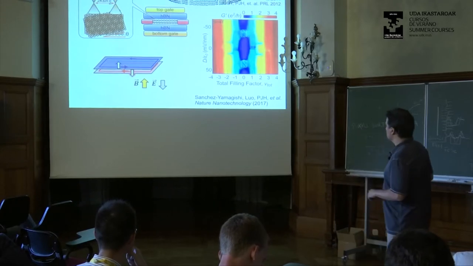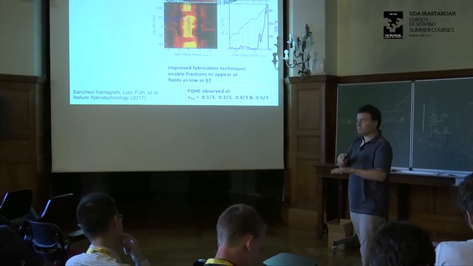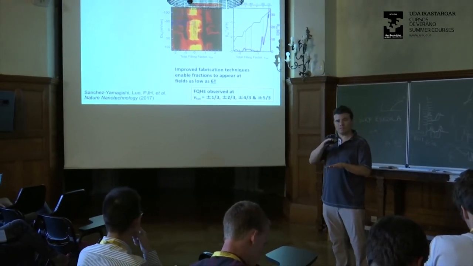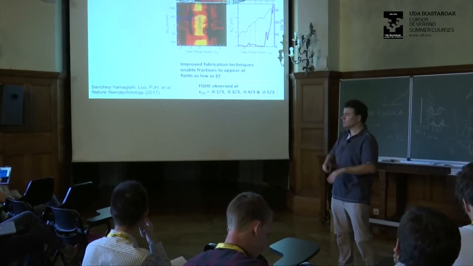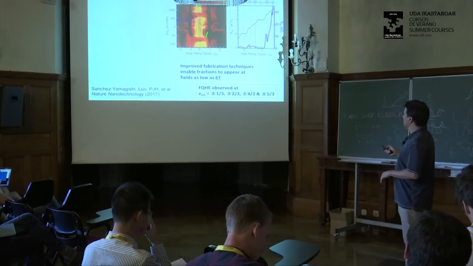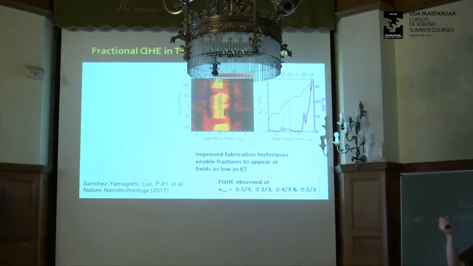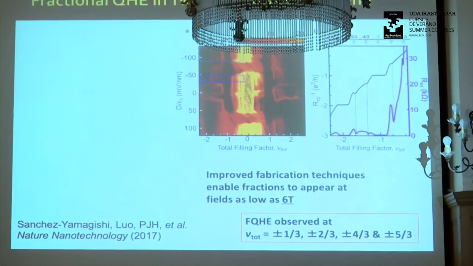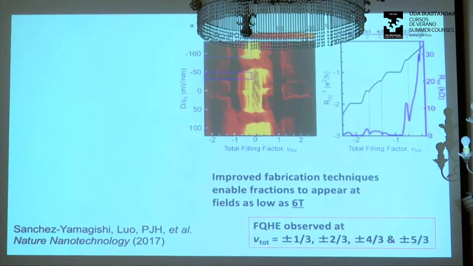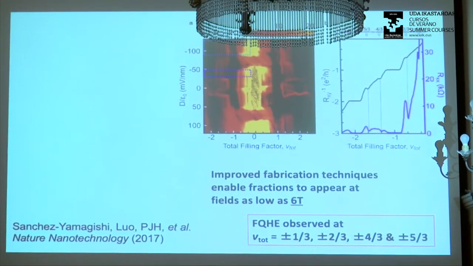Now, the advantage of this twisted bilayer system is that you can also measure the fractional quantum Hall effect at relatively modest magnetic fields. These are data at 6 Tesla, where you can see that you can put different fractions in one layer or the other and work your way towards a fractional quantum spin Hall type of effect. We didn't quite measure fractional quantum spin Hall effect yet in this paper, but we're making our way.